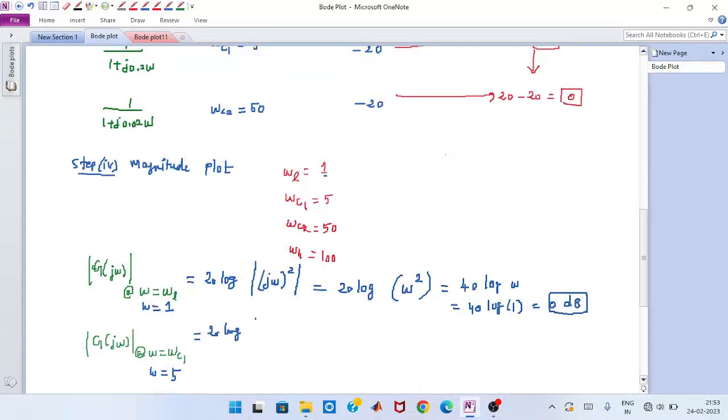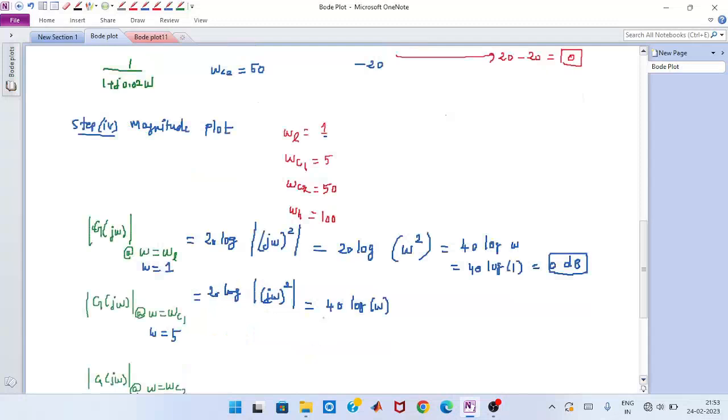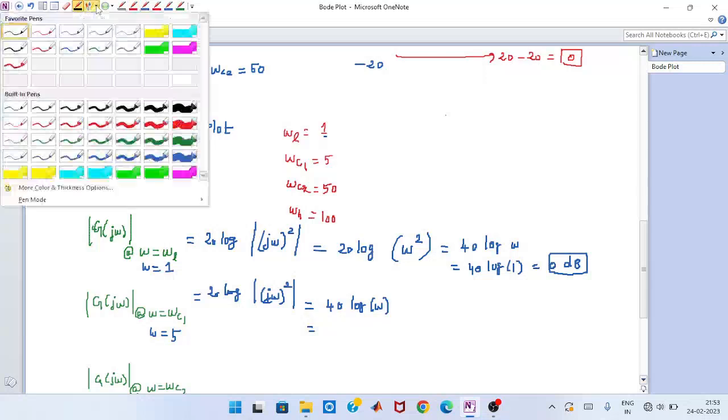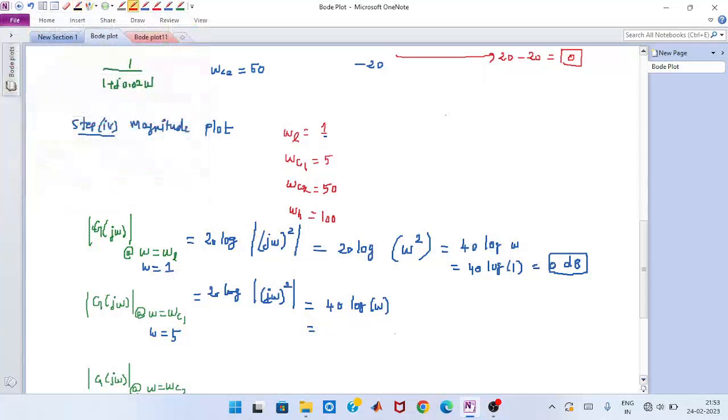So here, 20 log of j omega the whole square, the same term will come over here and the same final answer also will come, 40 log omega. But instead of omega equal to 1, we have to substitute omega equal to omega c1. So that's why we are going to find out 40 logarithm of 5. So what is 40 log 5? You know it. So that value you have to find.